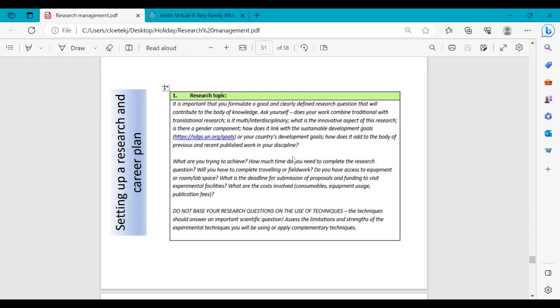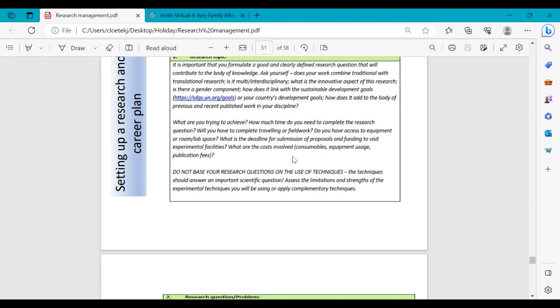the sustainable development goal? How much time will we spend? Will we finish in time? Will it involve traveling or field work? Do I need to gain access to specific types of equipment? What is the deadline submission date, for example, ethical approvals or funding to visit overseas facilities to do my work?